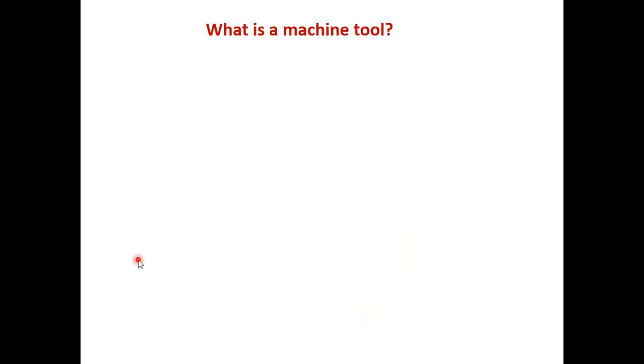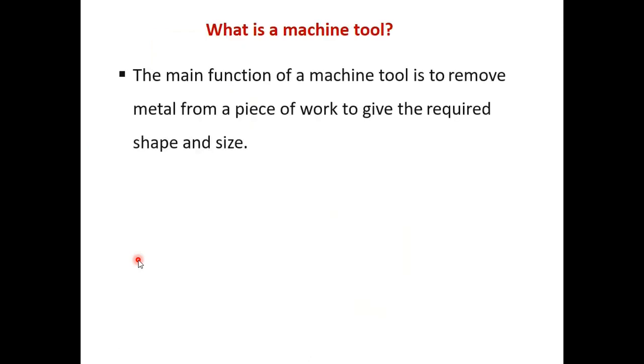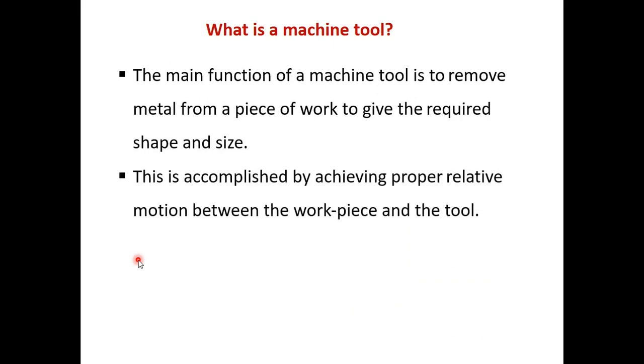So let's start with the next part, that is what is a machine tool. The main function of a machine tool is to remove the metal from the workpiece to give the required shape or size. This is accomplished by achieving a proper relative motion between the workpiece and the tool. So either the workpiece is rotating or the tool is rotating. In case of a milling machine, the tool is rotating, workpiece is stationary. But in case of turning, the workpiece is rotating and the tool is having only a sliding motion.